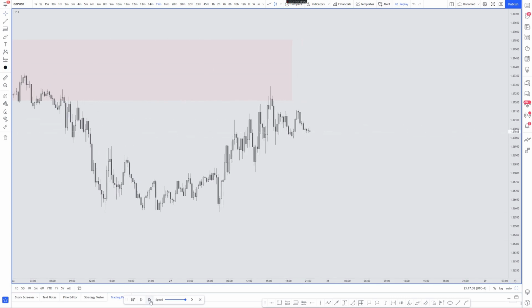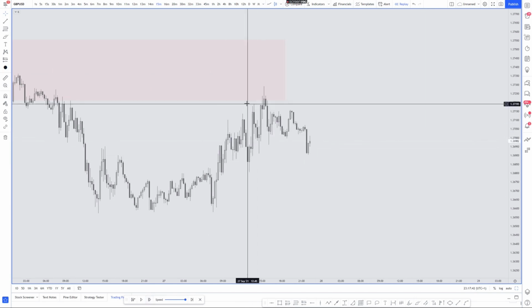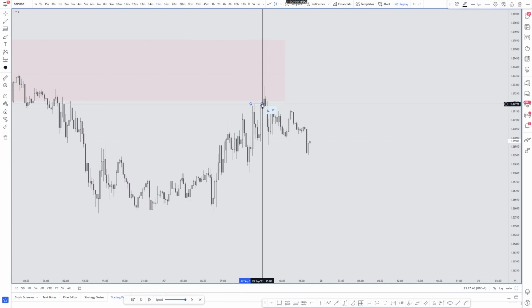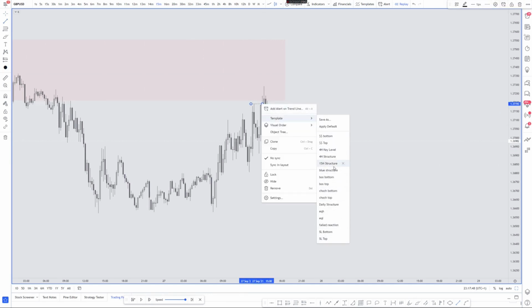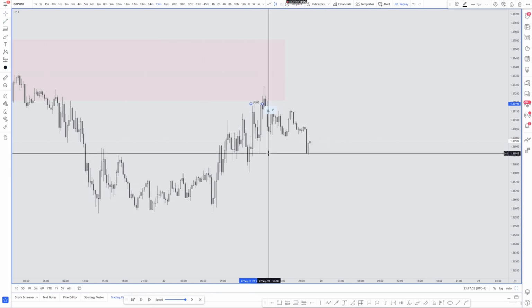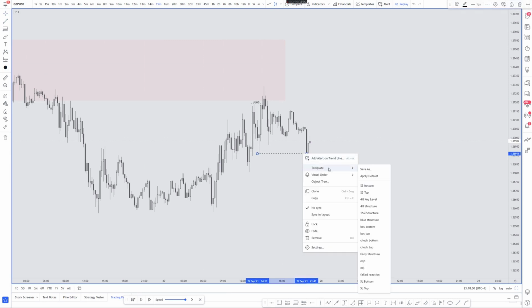So as always, we're looking for change of character. So you got a change of character complete here. So you take the highs, which would be your chalk top. Now the lows would be down here on this wick, and sometimes it's a bit of a distance to complete a chalk, which is totally fine.